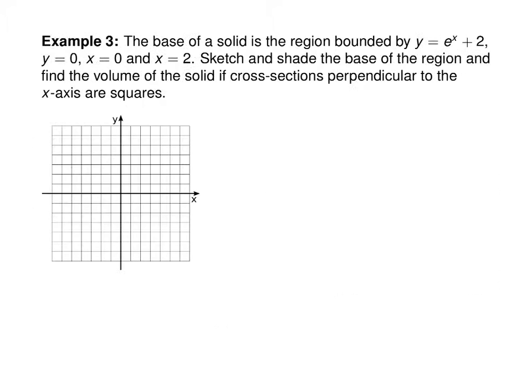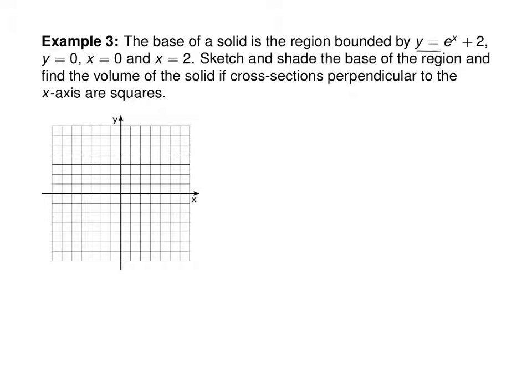Now, another thing I want to make sure that you don't forget is that not every solid is a solid of revolution. Some things have different cross-sections, and those cross-sections could be different shapes, like squares or equilateral triangles. So we have a solid, and its base is bounded by the region y equals e to the x plus 2, y equals 0, x equals 0, and x equals 2.